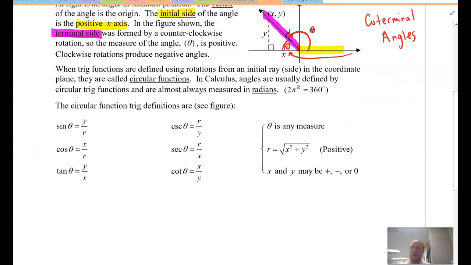All right, so we're going to go ahead and work with these. We're going to calculate some values using this idea, and just another note here: if theta is any measure, the radius is equal to the square root of x squared plus y squared, and that's derived from the Pythagorean theorem. So you'll see me use that shortcut here in a second.